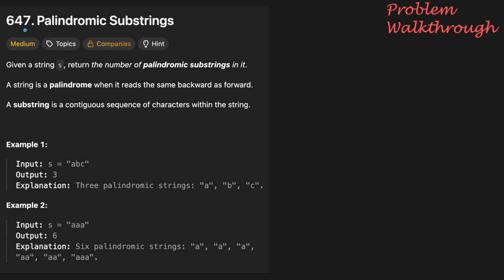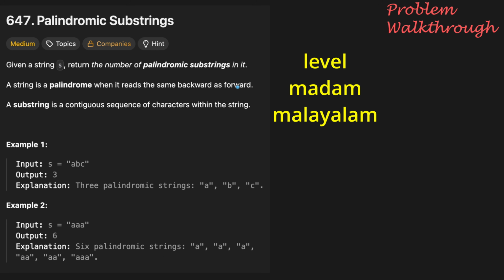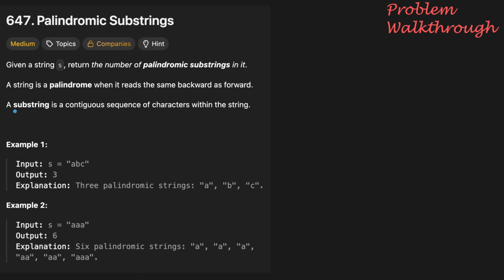Now to the problem. In this problem, we are given a string S and we should return the number of palindromic substrings in it. Note that if the same palindrome appears in different positions, we count each occurrence. A string is a palindrome when it reads the same backward as forward. For example, words like level, madam, Malayalam, and so on. And a substring is a contiguous or unbroken sequence of characters within the string.